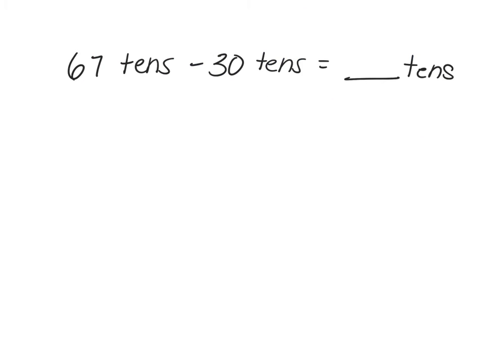The other part of your math is to do some unit form subtraction. So we did this yesterday, but we did it with addition, and now we're going to be doing it with subtraction. So here's our equation. 67 tens take away 30 tens equals blank tens. So we can go about doing this just like a normal problem. It'd be kind of like saying, well, what's 67 take away 30, okay? And if I were to try to write this in vertical form, that could help me out just to make sure that I'm doing it correctly.